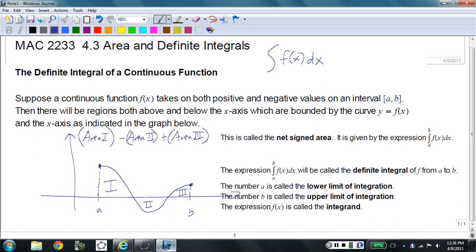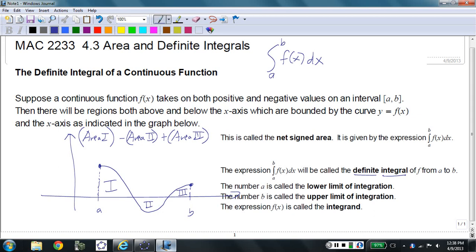We want to expand on this notation. This is called an integral. If we put a little a down there, call that the lower limit of integration, and a little b up there, and call that the upper limit of integration. This is called a definite integral, or the definite integral of the function f from a to b.